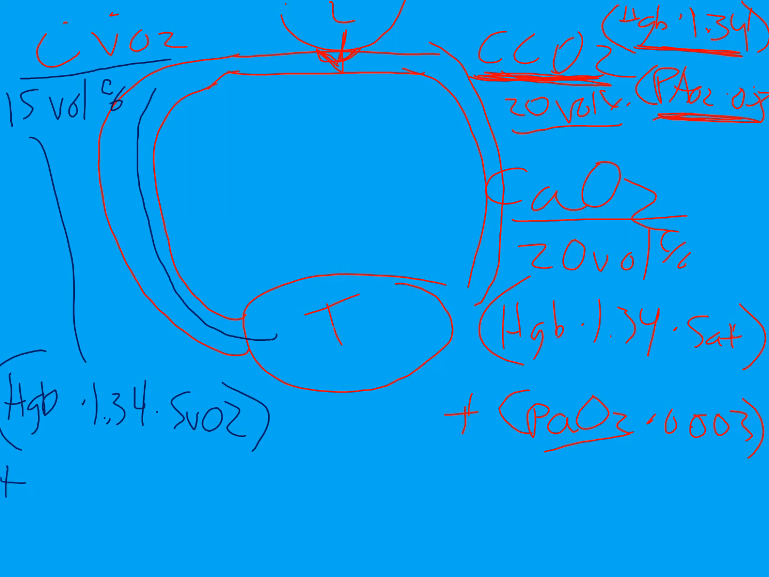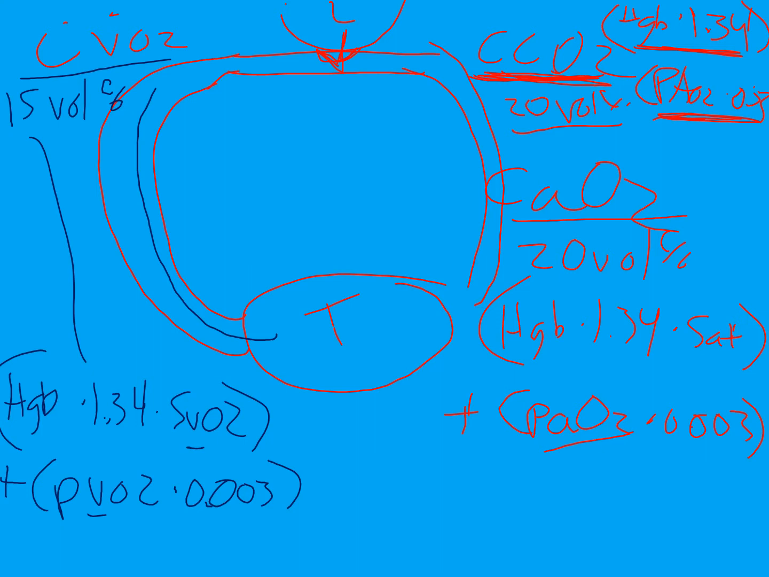And then I'm going to add it to what's in my plasma, which is my PvO2, pressure of venous oxygen, times 0.003, right? So hopefully it's the same equation as the CaO2, but we're just plugging in venous values, PvO2 and SvO2. Once you plug these in, you're going to get how much content of venous oxygen there is. So 15 volumes percent is normal.